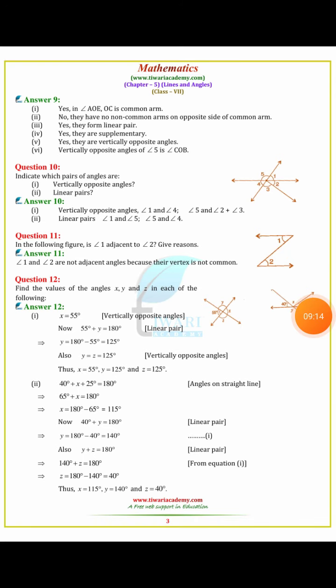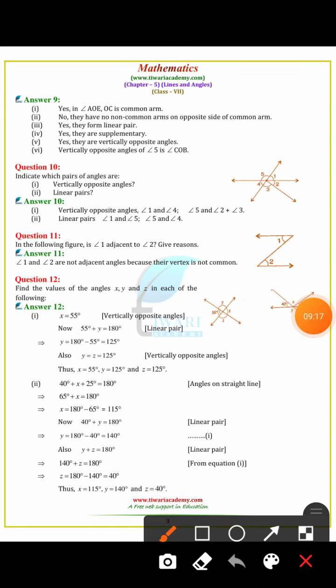So for the second question, here 40 plus x plus z makes 180 degrees because of angles in a straight line. When you add 40 plus 25, you get 65 degrees plus x equals 180 degrees. Now you transfer 65 degrees to the right side, you get 180 minus 65, so the value of x is 115 degrees. And here also 40 degrees plus y is equal to 180 degrees, because these are a linear pair. So y is equal to 180 degrees minus 40 degrees, you get 140 degrees.